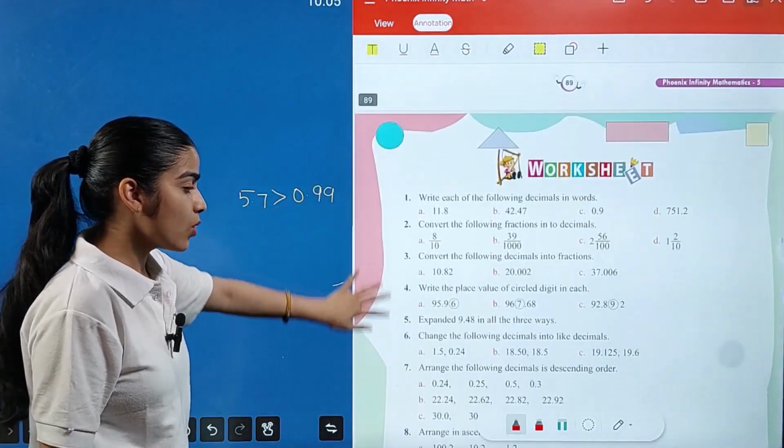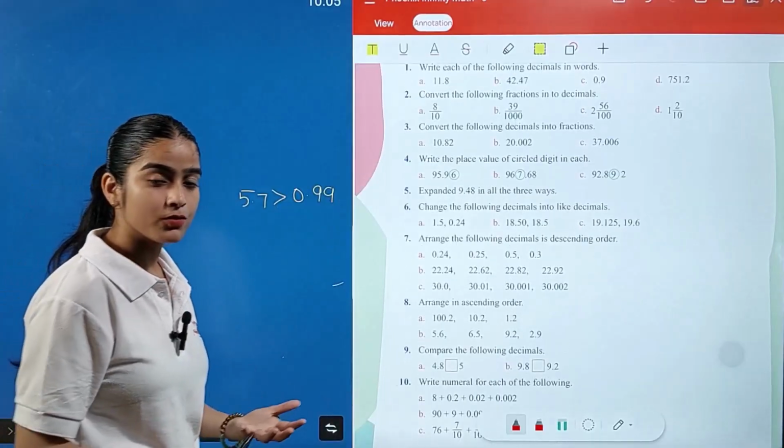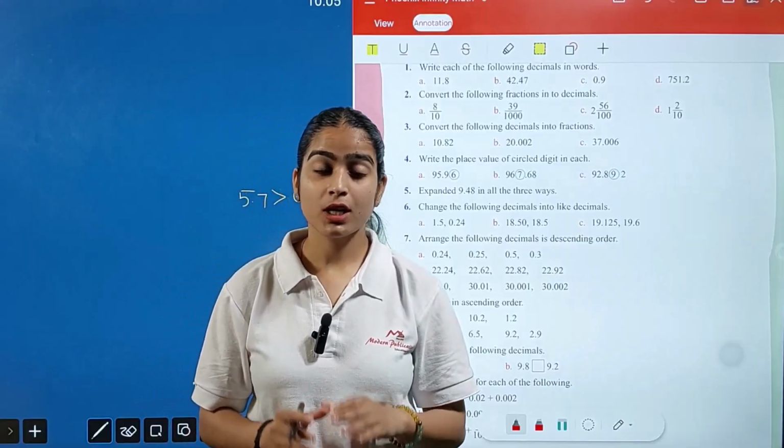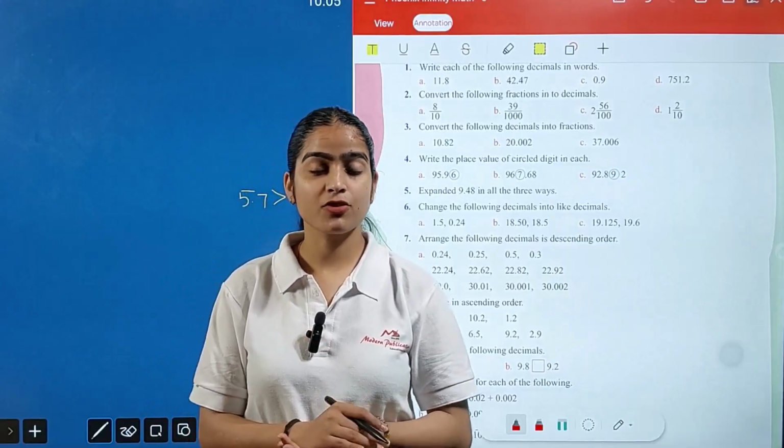Now you have your worksheet, where you have a combination of questions which we already did in our exercises. After completing this exercise, you can easily evaluate yourself, and your chapter ends here.